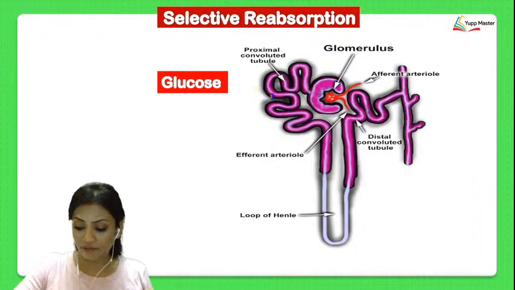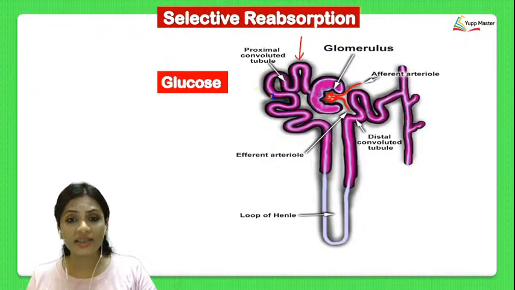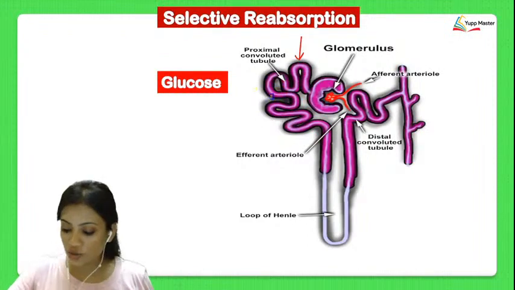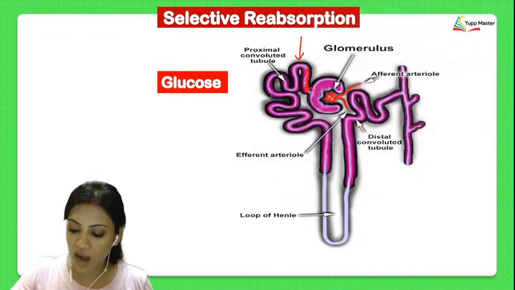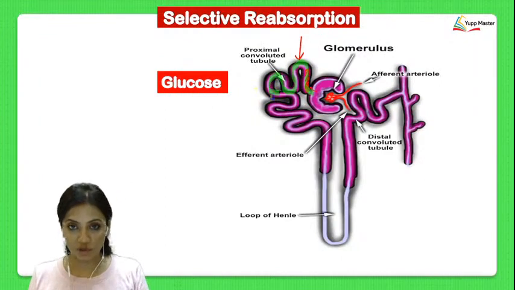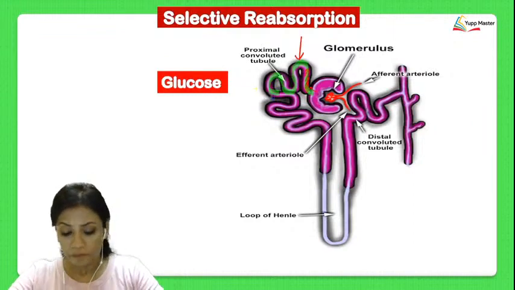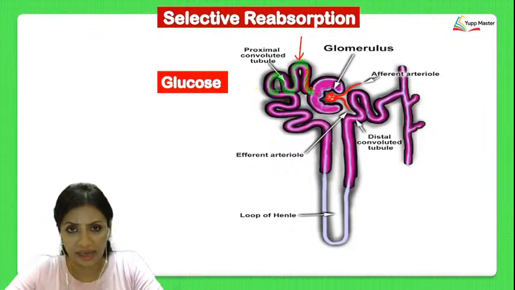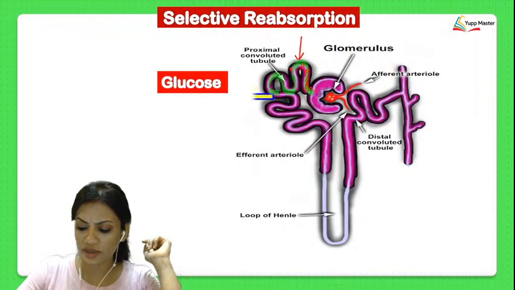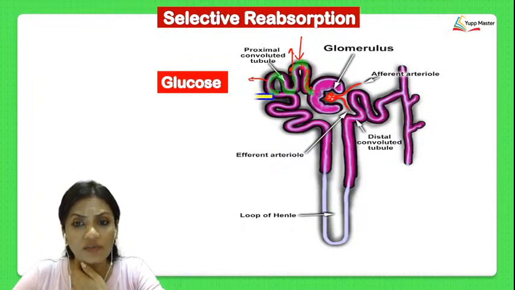When I'm saying that at the level of the PCT there is selective reabsorption of glucose happening, we expect that all the glucose present in this filtrate, no matter how much glucose is present here, should be reabsorbed. All the glucose needs to be reabsorbed. Now, let's say that the level of glucose in the filtrate is way too much. Remember one thing, whenever substances are being reabsorbed, we're taking them out of the filtrate, so if they're taken out of the filtrate, then where do they go?